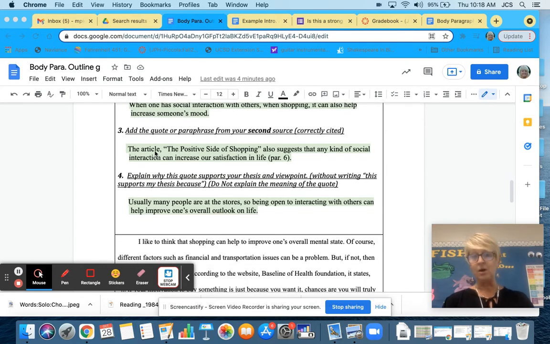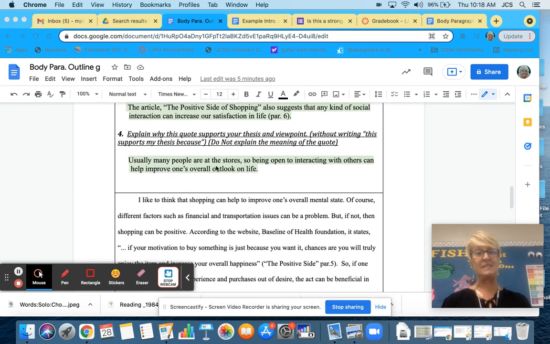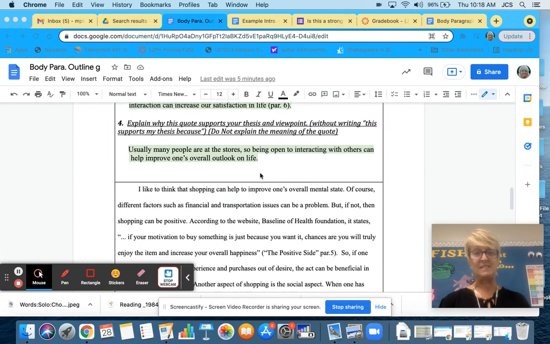Here it is. The article, same source, the positive side of shopping, also suggests that any kind of social interaction can increase our satisfaction in life. I'm going to tell the reader I got that from paragraph 6 and then end with a period. Because I have the title in the sentence, I don't need to repeat it in my parentheses. Now I'm going to explain why the quote supports my thesis.